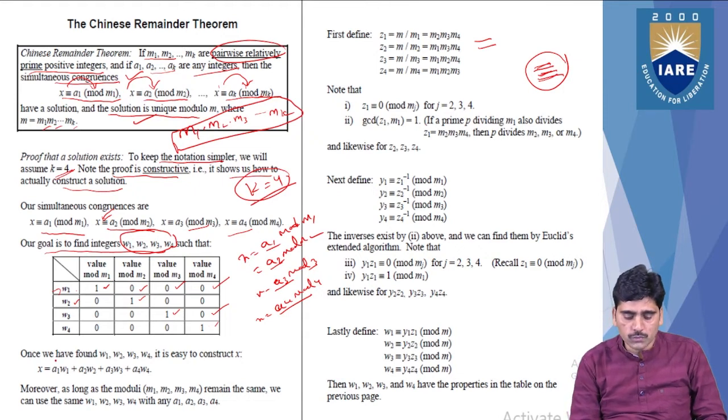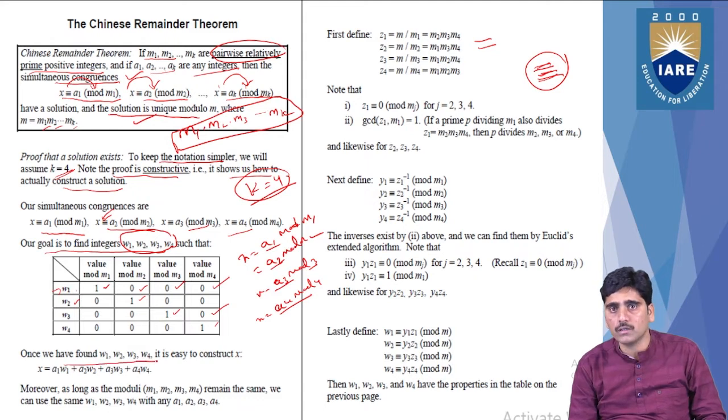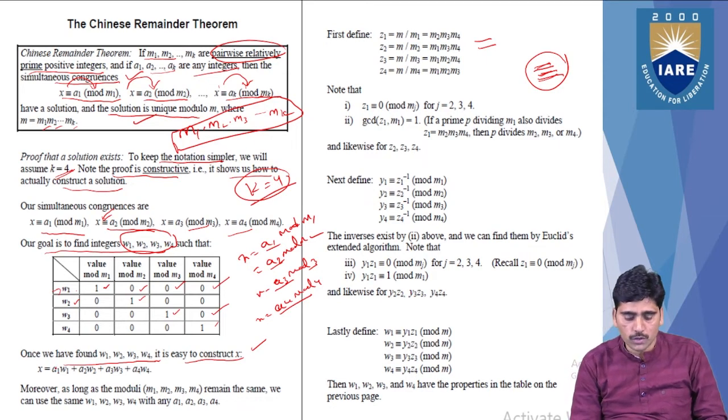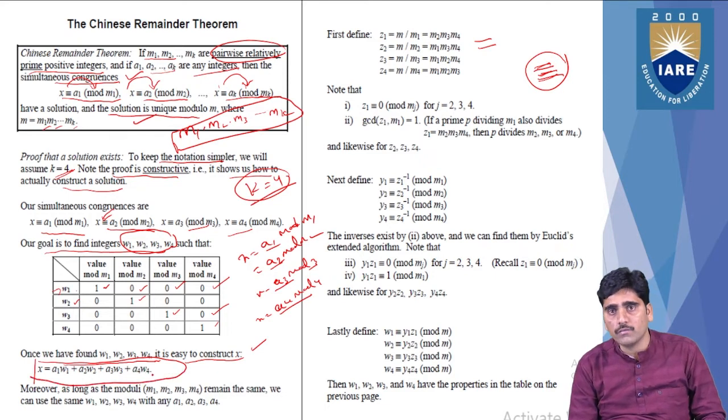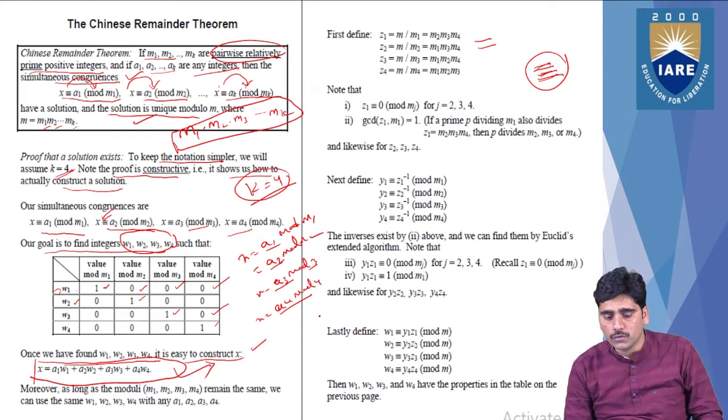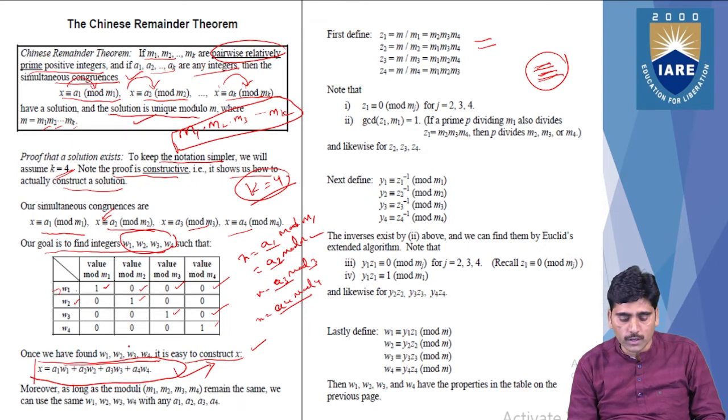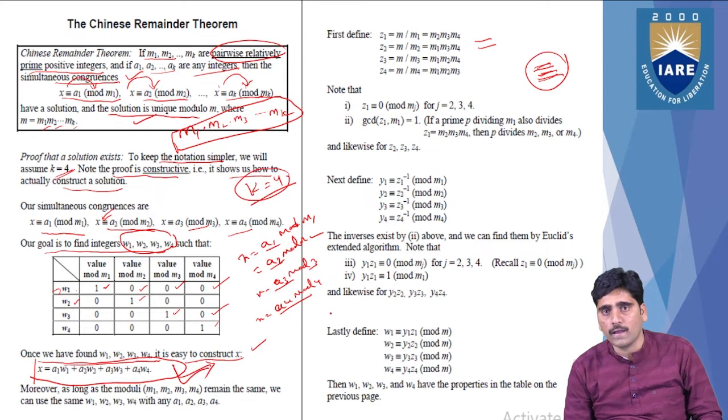Once we have found W1, W2, W3, W4, it is easy to construct the X value. To find the unique solution, X equals A1 W1 plus A2 W2 plus A3 W3 plus A4 W4. This is the unique solution. We need to find the values and substitute all those values in this formula.